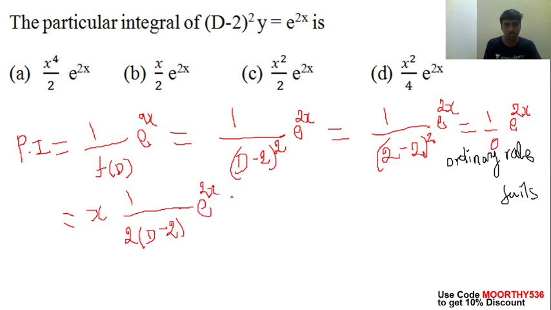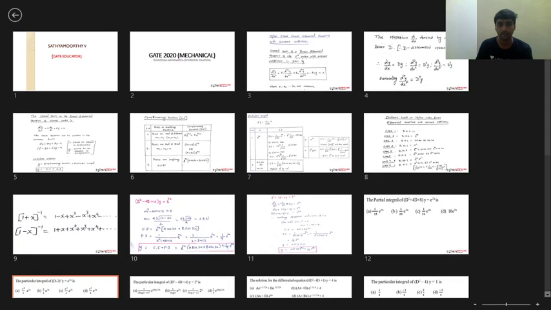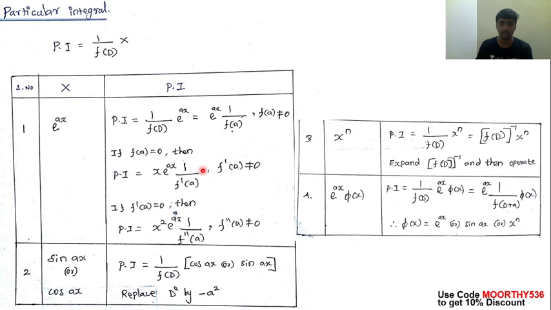Again substitute D by 2: x into 1 divided by 2 into (2 minus 2), into e power ax. Again the denominator, f dash of a, is equal to 0, so 1 divided by 0 into e power 2x. The condition is that after multiplying by x and differentiating the denominator one time, f dash of a should not be equal to 0, but here f dash of a is equal to 0.